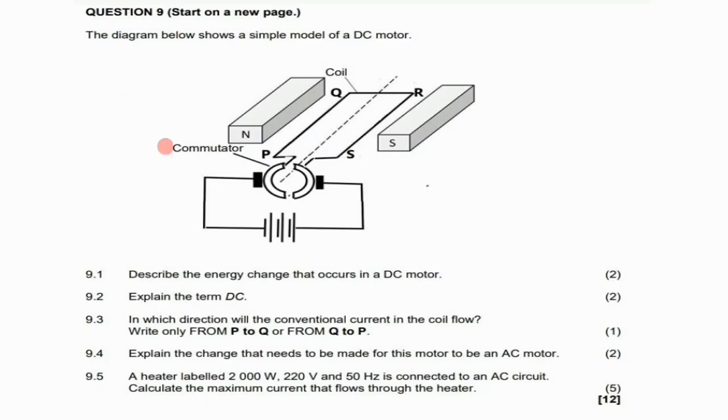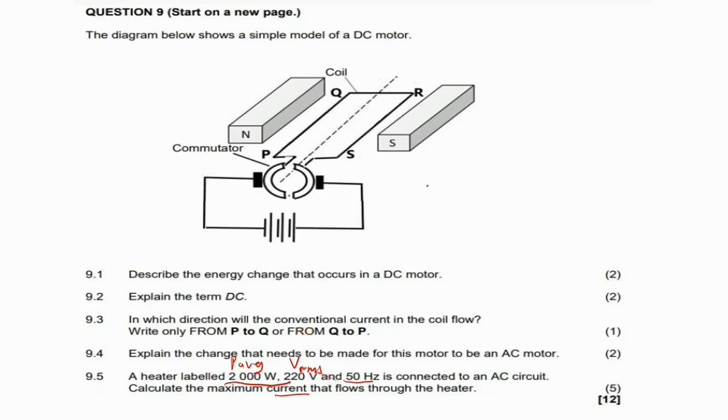Then 9.5 says a heater labeled 2000 watts. So here, what are we given? Remember, when we are given like this, this is the average power, and then we are also given 220 volts, which represents the V RMS, the root mean square voltage, and 50 hertz is connected to an AC circuit. Calculate the maximum current that flows through the heater, right? So we must calculate the maximum current that flows through the heater.